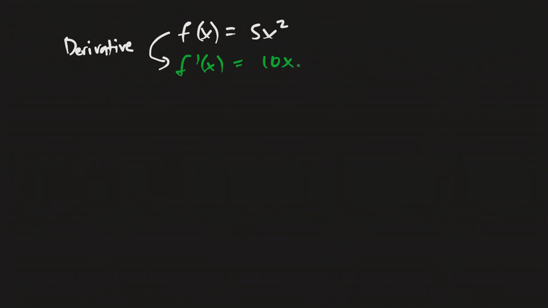So let's say we wanted to go in this direction. This is the reverse direction. It's like a Uno reverse card. We're trying to find the original function given the derivative. This is finding the antiderivative.